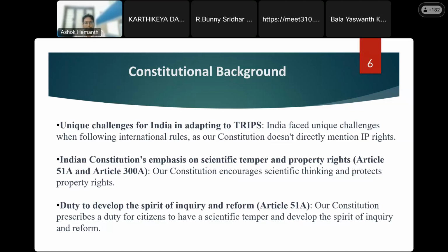I'm just telling the brief history of how these laws came into the picture in India. That's the reason I discussed the constitutional basis. Due to the duty to develop the spirit of inquiry and reform, Article 51A says our Constitution prescribes a duty for citizens to have a scientific temper. Scientific temper means everybody in India should think scientifically, and develop the spirit of inquiry and reform.